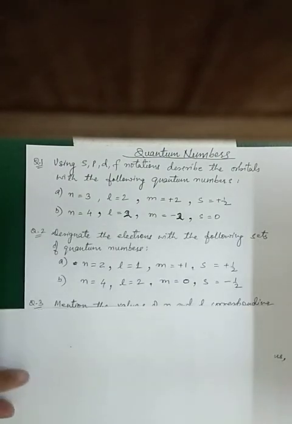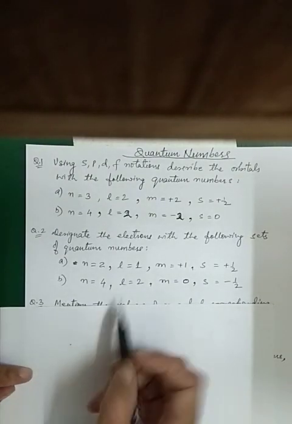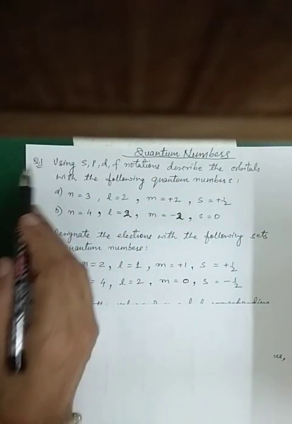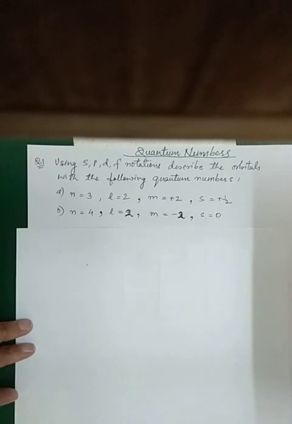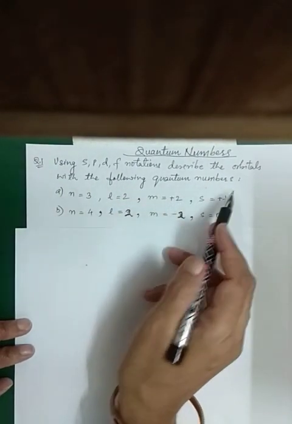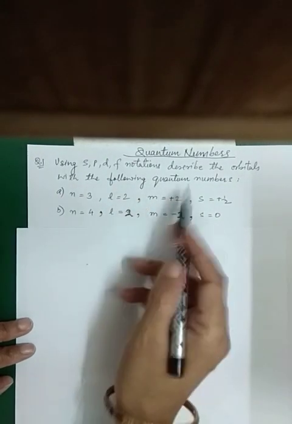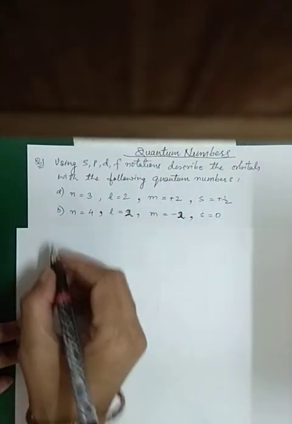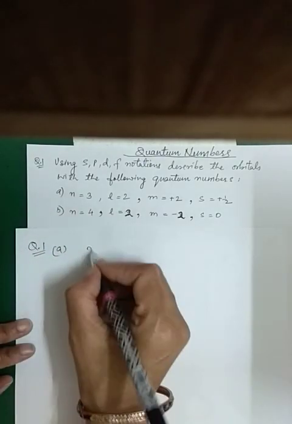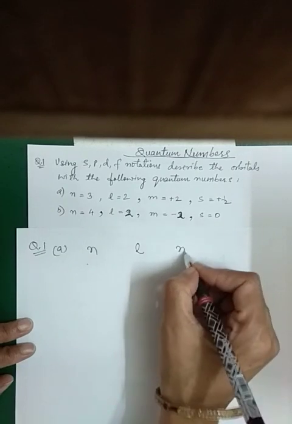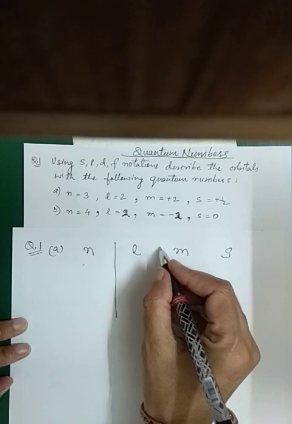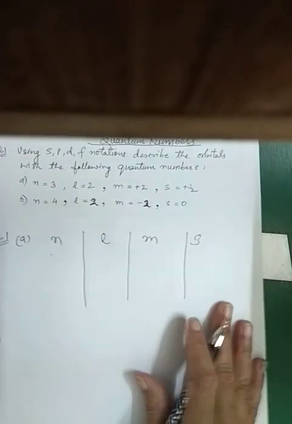In this video, we will study how to solve questions related to quantum numbers. So let us take this question number 1. Using SPDF notations, describe the orbitals with the following quantum numbers. Means with these quantum numbers, you have to find out which orbital it is. So say for example, in question number 1, the N, L, M values and S values are given to me. So, suppose these are my values given.